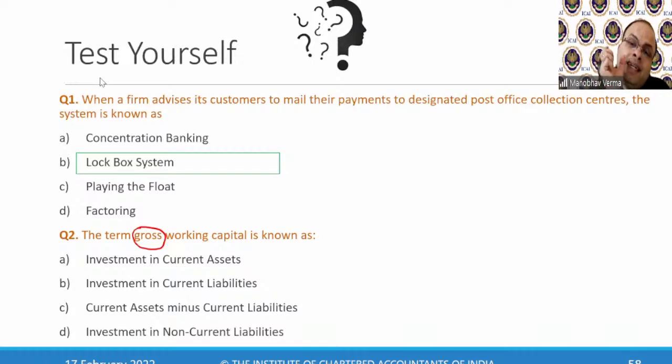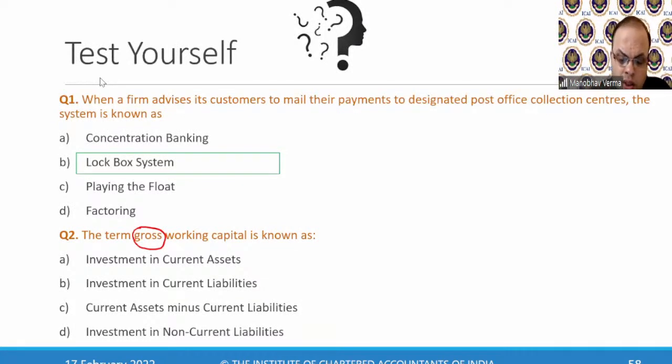Guys, we're talking about designated post office collection centers. That's a lockbox. And concentration banking is more of having some decentralized banking system. And then you have a concentration banking in terms of a collection center, not the post office box. So the answer to question number 1 is B.